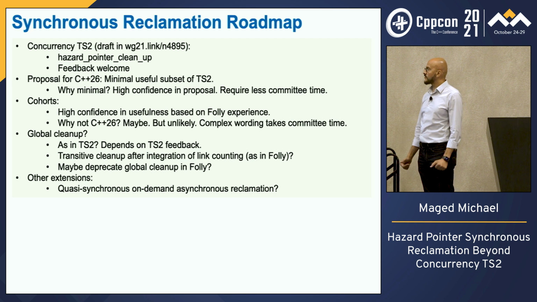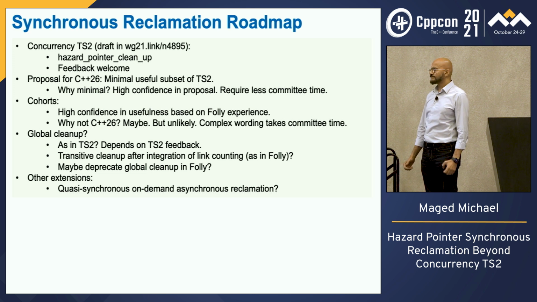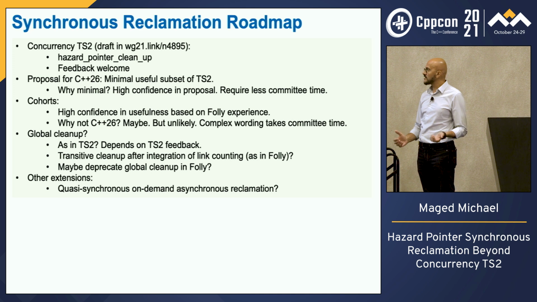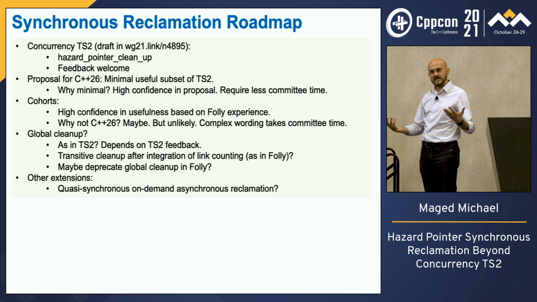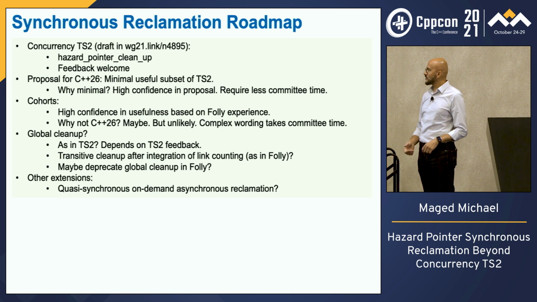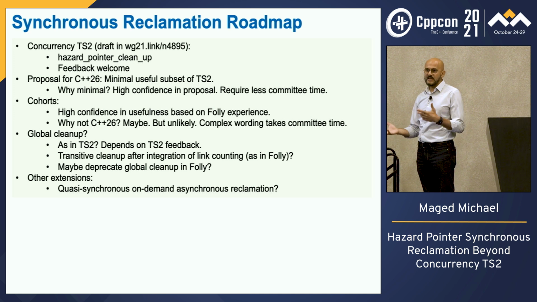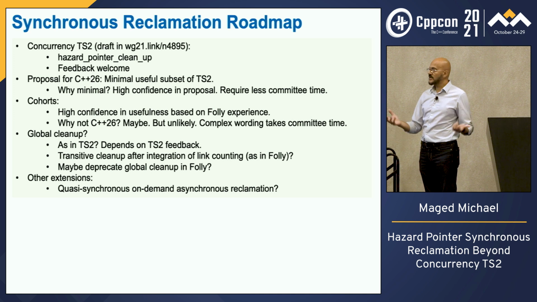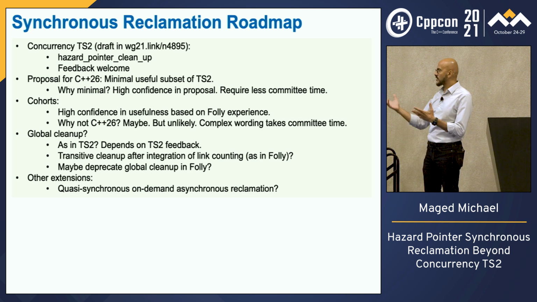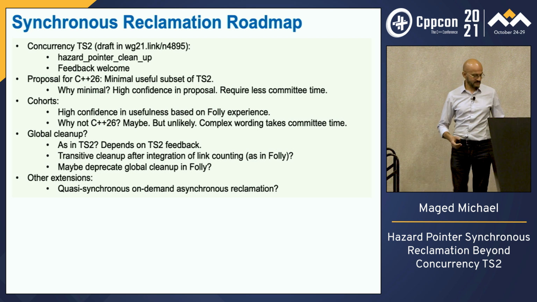We're waiting for, or it depends on, the feedback that we get from the TS. Do we need it? Do we need to make it even stronger, make it transitive cleanup if we add integrated link counting, as in Folly? Or actually, maybe we'll go back in Folly and remove the global cleanup. So that's kind of in flux, whether we need that or not, and whether we need to add other extensions like support for quasi-synchronous on-demand asynchronous reclamation.